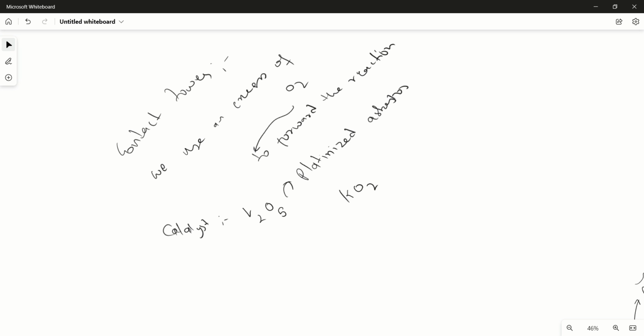Okay, great. So vanadium pentoxide is preferred over platinized asbestos as a catalyst, as it is comparatively cheaper and less easily poisoned or susceptible to impurities. And a promoter is used, usually potassium oxide, to enhance the activity of the catalyst.